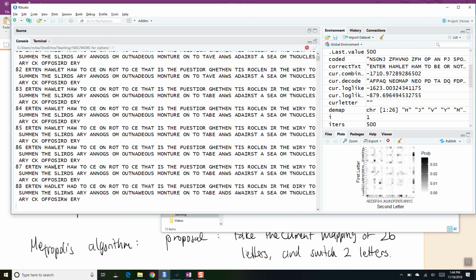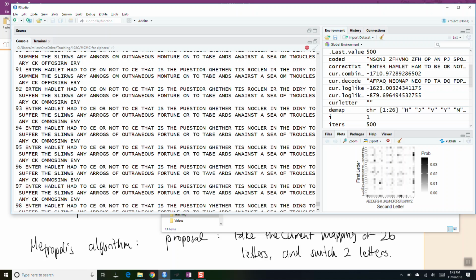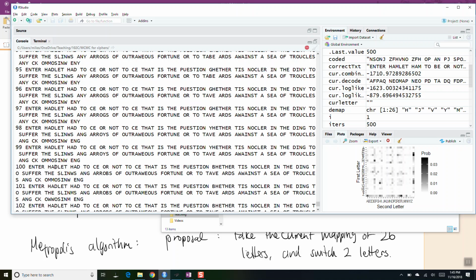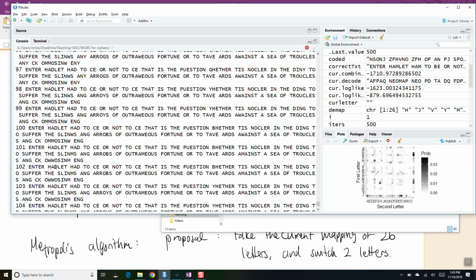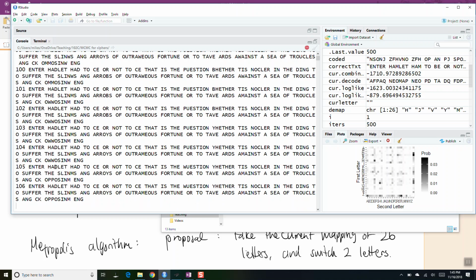And all it's doing is it's saying, what if I swapped these two letters? Is this any better? Okay, and we have a way to measure what's better, right? We say, if it looks like real words, that's better. If it gives us two-letter combos that are more common, that's better, okay? And we got enter hadlet, had to see or not to see.